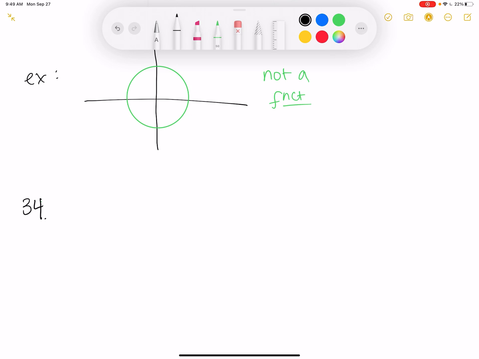All right, and then it says evaluate the function for the given value of x. So you first tell if it's linear or not, and then you evaluate. If it's not linear, you still evaluate. So it's a two-part problem. Number 34: f of x is equal to x plus 15.